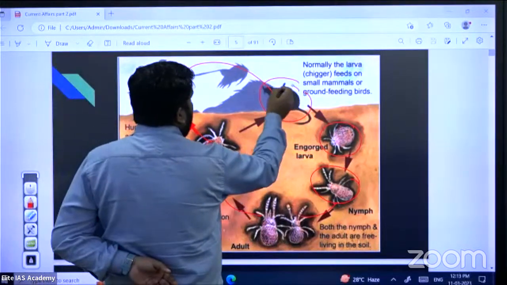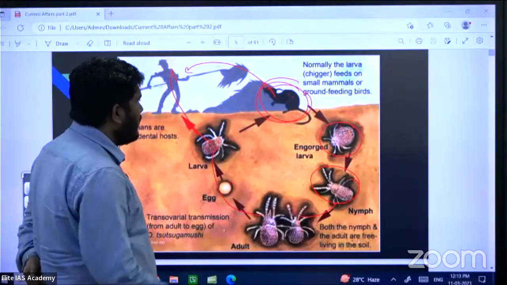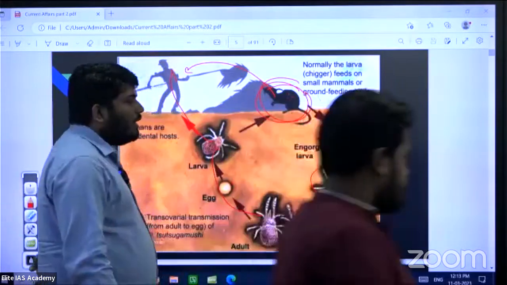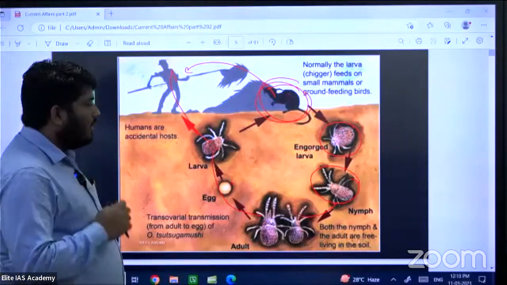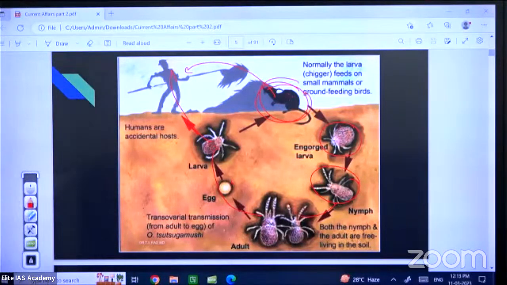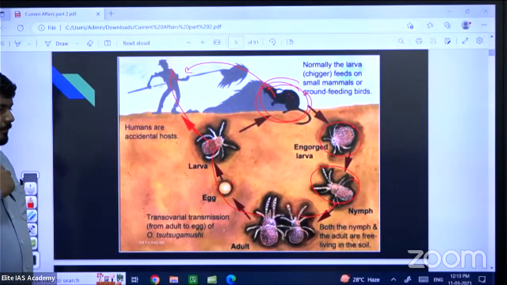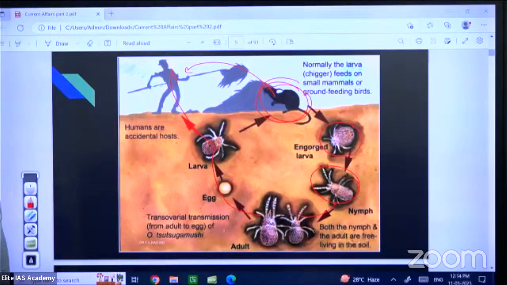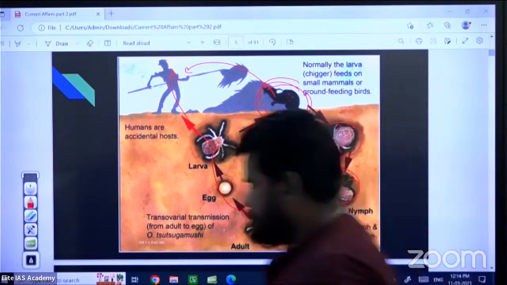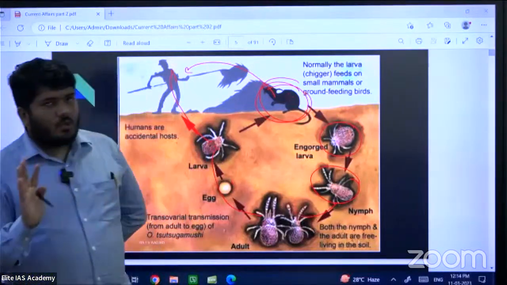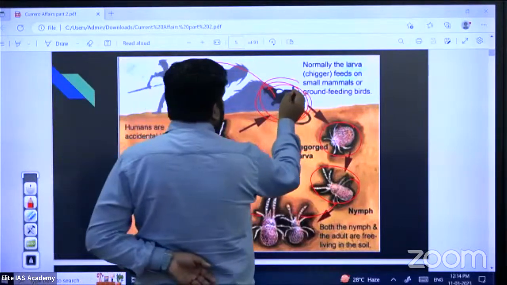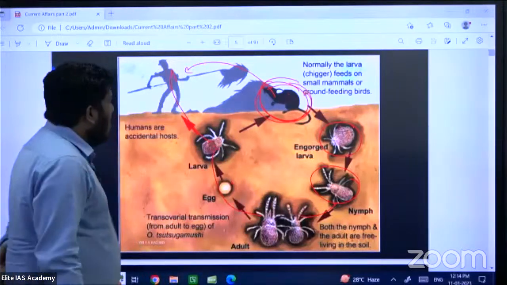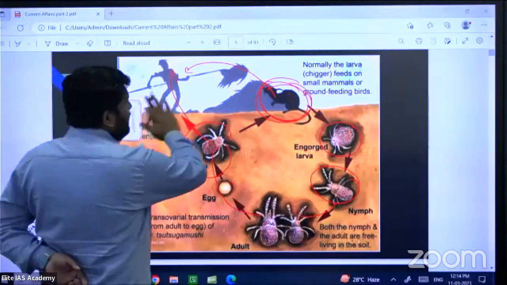So either a human being can directly eat this mouse, rabbit or something, if that mouse or rabbit has that bacteria or larva in it. Okay, as I was saying, there are two ways this disease spreads. First, either a human being eats this type of rabbit or something, or directly through this larva. So this was the disease scrub typhus.